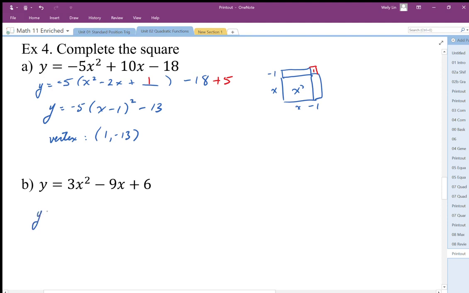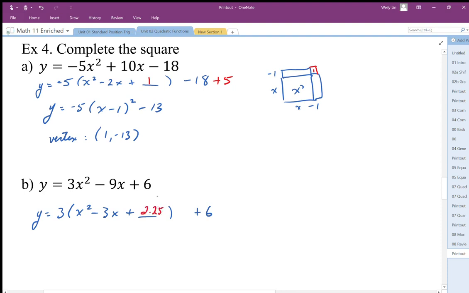Here we'll do the same thing. I'm going to factor out the 3. I'm just going to leave that aside. Now, to finish off the square, I'm just going to take half of the middle, because that's what has to be distributed symmetrically here and here. And I'm going to square it. So 1.5 squared gives me 2.25.